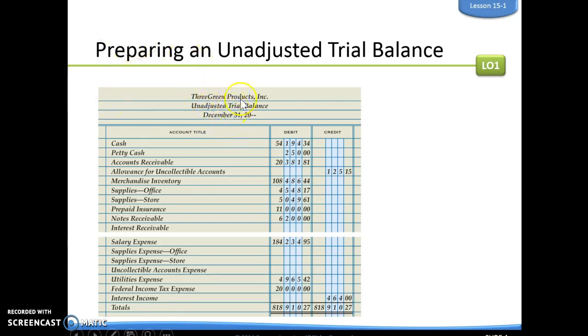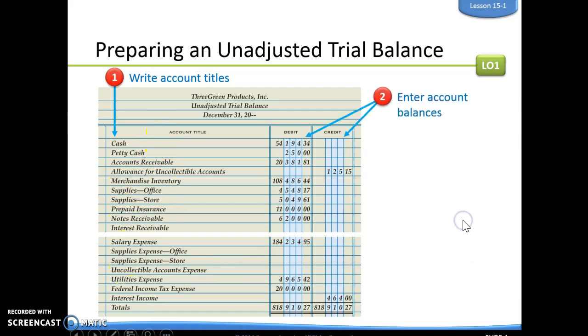So we always start with our heading: who, what, and when. Then we're going to have all of our account titles written, and then we're going to enter in our account balances. Even if an account does not have a balance, we're still going to include that on the unadjusted trial balance. Then at the end, we're going to total and we're going to prove and rule, meaning we're just going to make sure that our debits equal our credits. If they do not equal, that tells us that we have a problem somewhere.